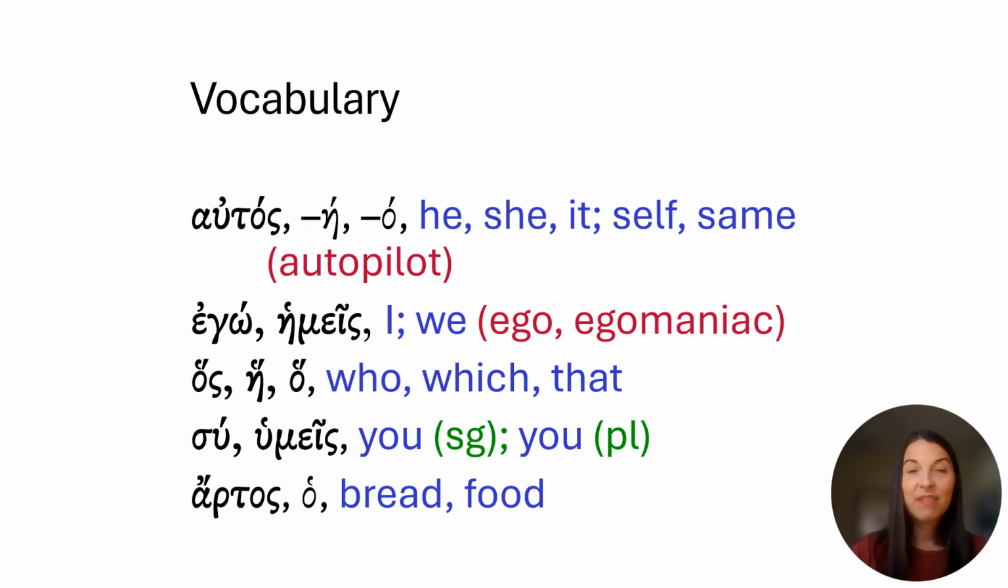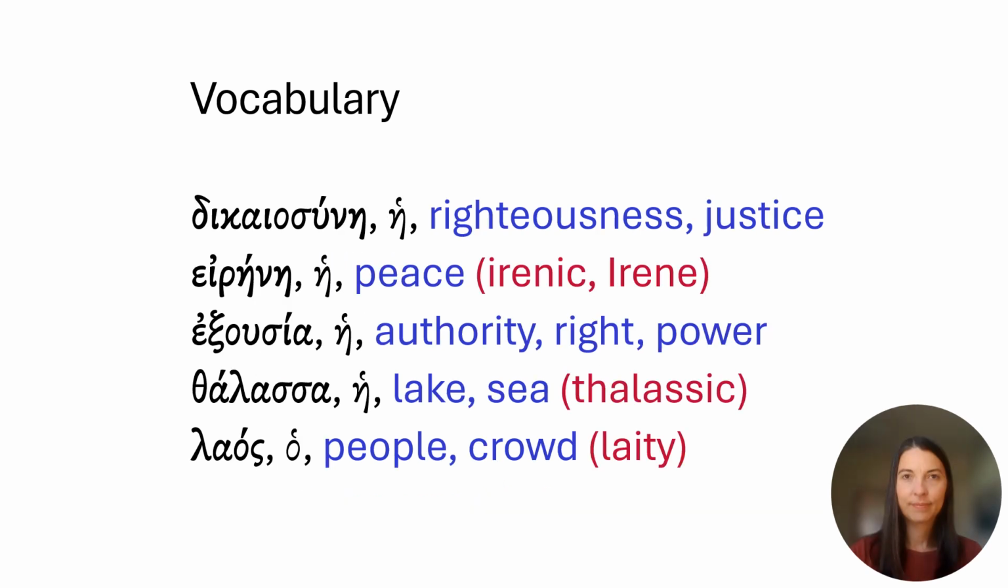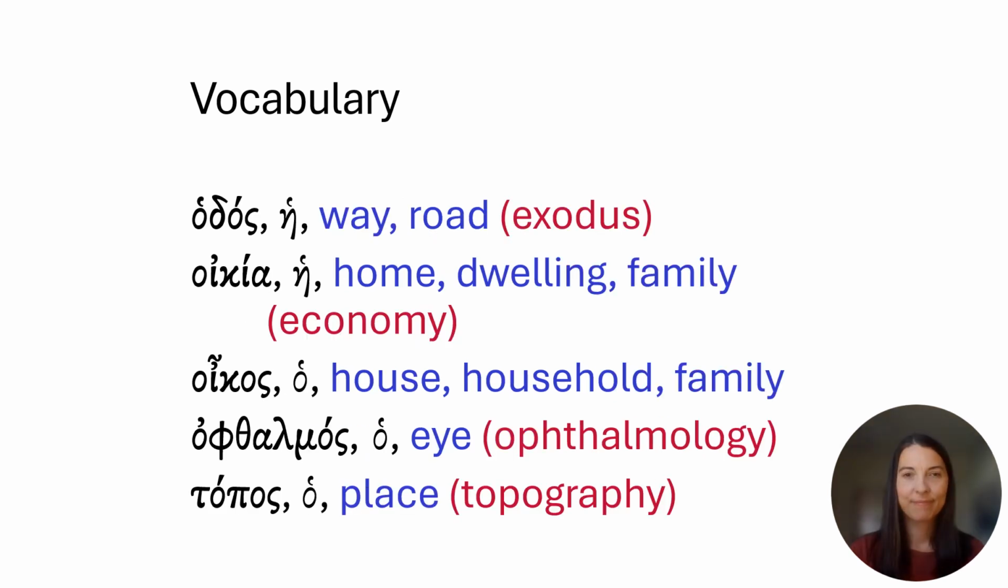Then we have a lovely set of nouns. I always found nouns the easiest to memorize. Artos means bread, or it can mean food. Dikaiosune means righteousness or justice. Irene means peace. Exousia means authority, right, or power. Thalassa means lake or sea. And notice that thalassa has that double sigma, so you're going to see that kappa of the eta alpha switch. Laos means people or crowd. Hodos means way or road.